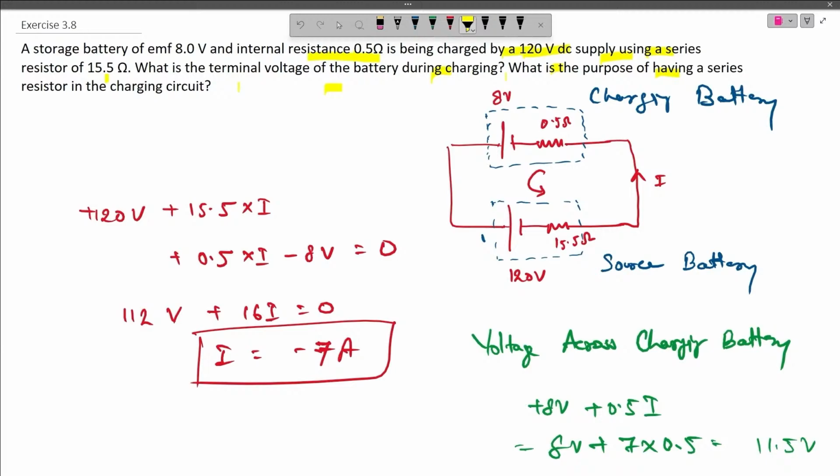Now we can run a loop and assume that an anti-clockwise current is flowing in this circuit. I have assumed I to be in this direction. So let us proceed from this battery. So at this point here we have 120 volt potential difference.